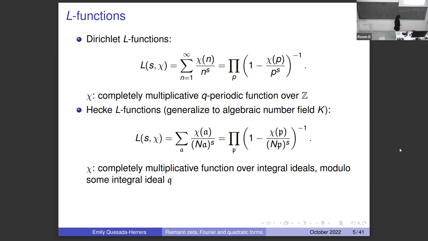And we can think of them as a completely multiplicative function over integral ideals, modulo some integral ideal q. And in the same way that these L functions are useful to study primes in arithmetic progressions, these Hecke L functions can help us study prime ideals with special structure. And as we will see, this also helps to study primes represented by quadratic forms. But now let's go back to the case of the Riemann zeta function.